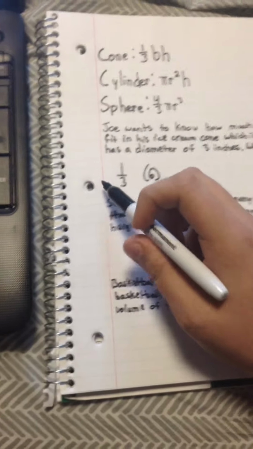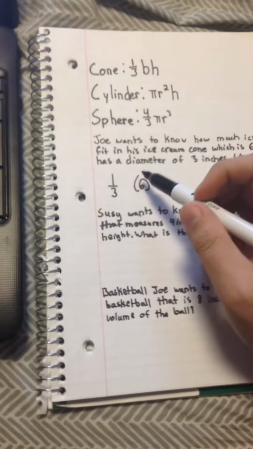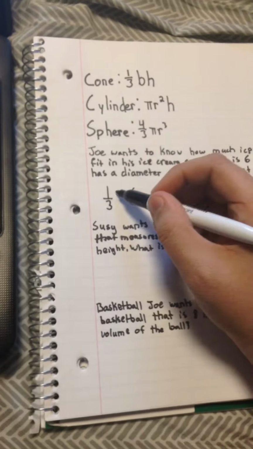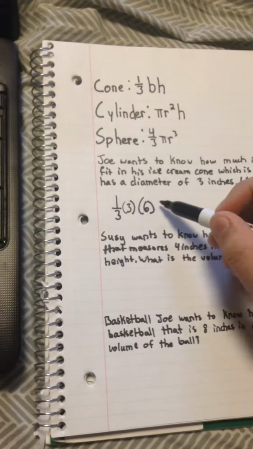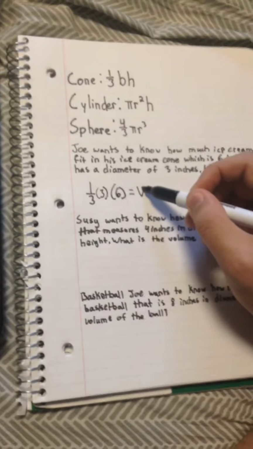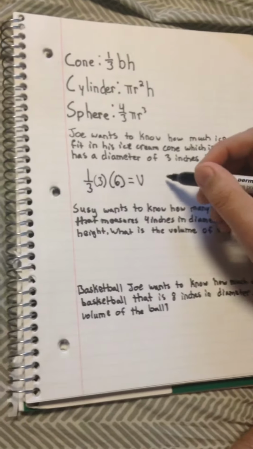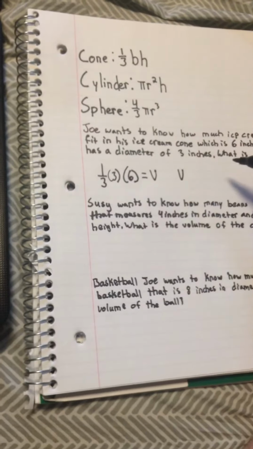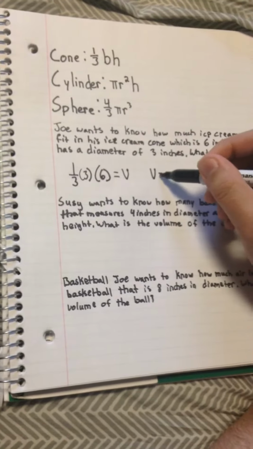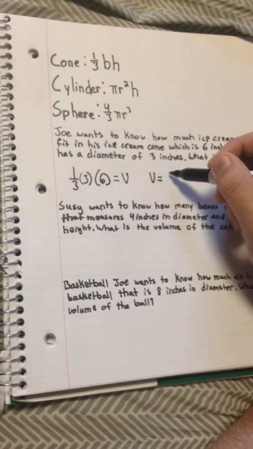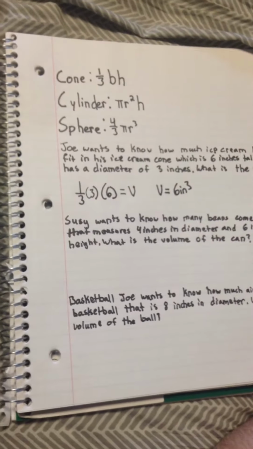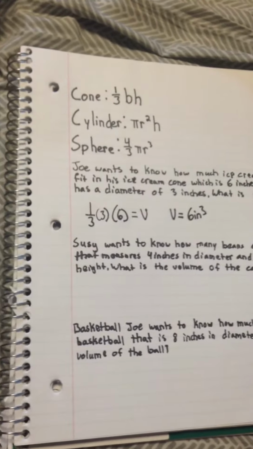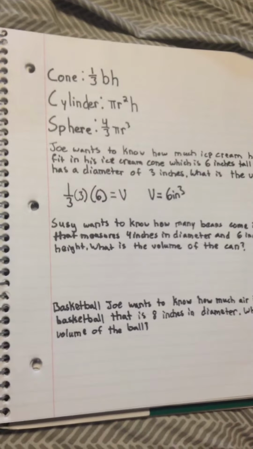We then find what the base is, which is relatable to the diameter, which we find out to be 3. When we go ahead and multiply all this out to give us our volume, we can find out that the volume of a cone is going to give us 6 cubic inches. So Joe will have 6 cubic inches of ice cream within his cone.